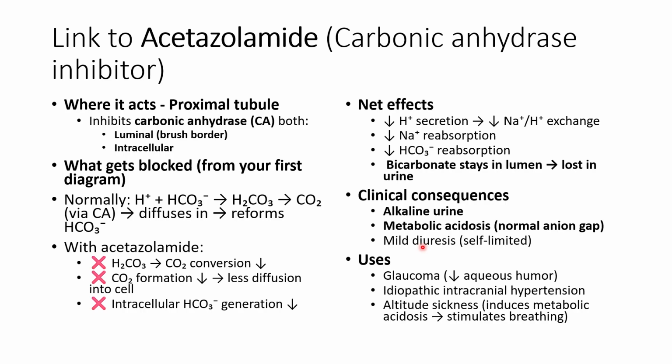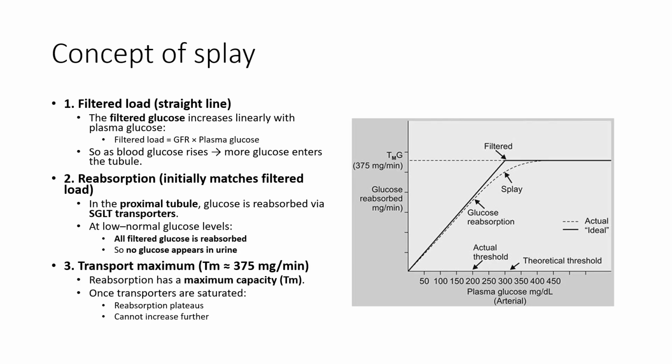Different uses of acetazolamide: it is used in glaucoma because there it decreases the formation of aqueous humor. It is used in idiopathic intracranial hypertension, where it decreases CSF formation, and it is used in altitude sickness because it leads to metabolic acidosis, and metabolic acidosis is an independent stimulant of respiration. So for altitude sickness, it is used to stimulate breathing.